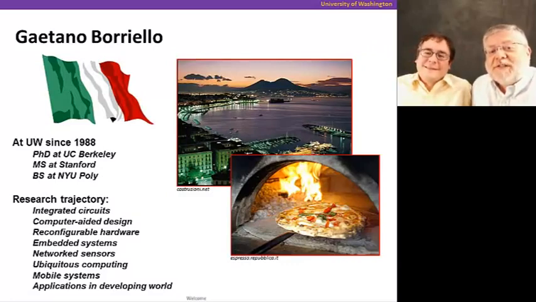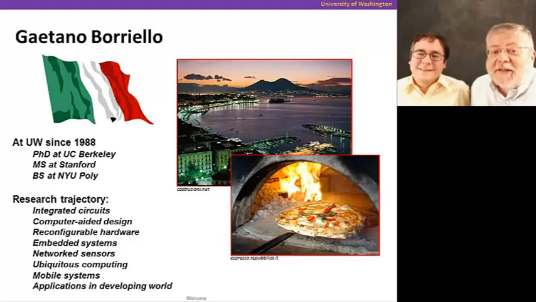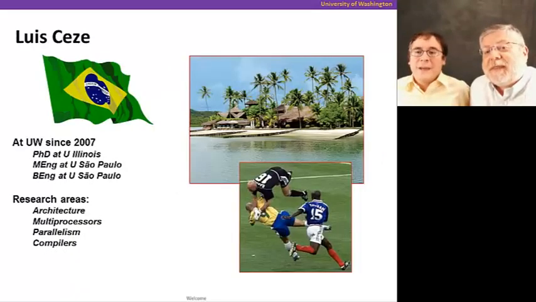I've been at UW since 1988. I have a PhD from UC Berkeley in computer science. And my hometown is Naples, Italy, where we're famous for wood-fired ovens that make delicious pizza. And I have a research trajectory that's taken me through quite a few research communities. I started off as an integrated circuit designer and moved through network sensors, and now I am building mobile applications in the developing world.